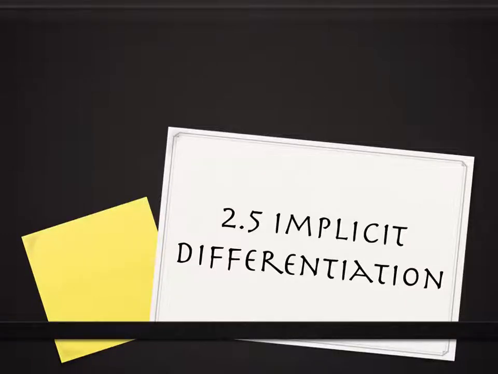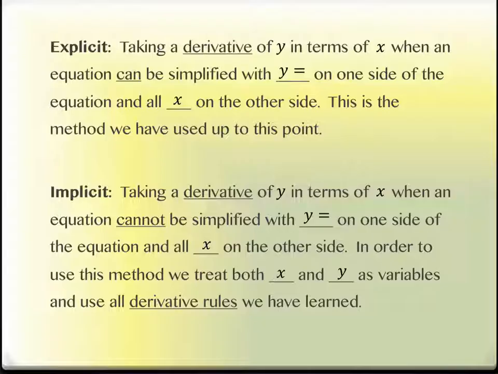Section 2.5. Today we're looking at implicit differentiation. Differentiation, that word differentiation means finding a derivative. Okay? So we're talking about finding a derivative in a very different way than what we've done before. So let me talk first about what we've done so far. What we've done is actually called explicit differentiation.